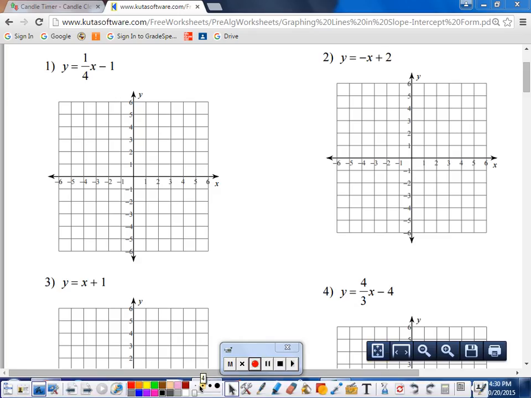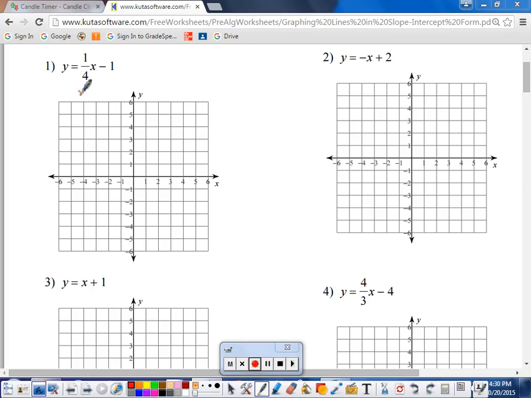So without any further hesitation, I'm going to jump right in. I'll begin up on the top left-hand corner with box number 1. For number 1, we have the equation y equals 1/4 x minus 1. Typically, you make a table of x values, plug them into the equation, get a bunch of y values out, and plot the points. But right now, I'm going to show you the quick and easy method to graph a line. So first of all, let's look at the equation carefully.